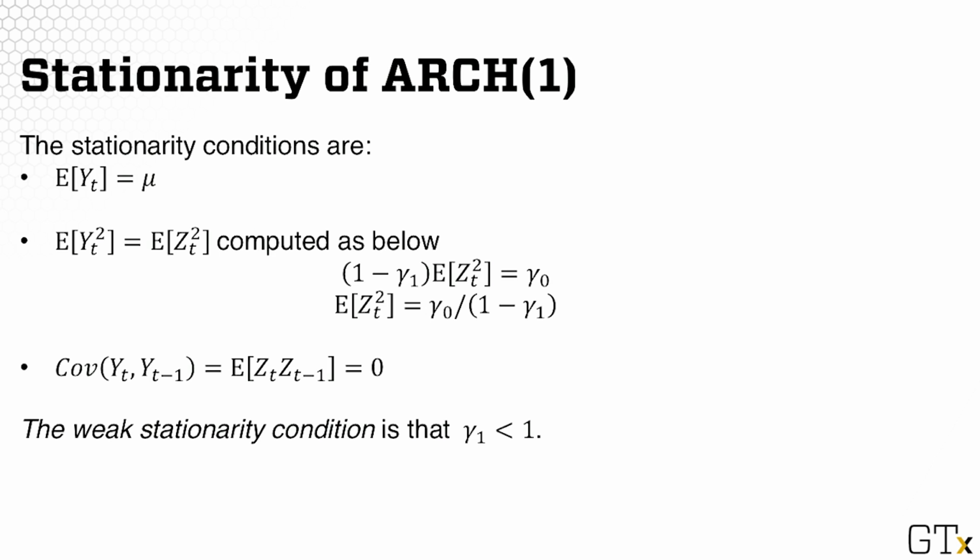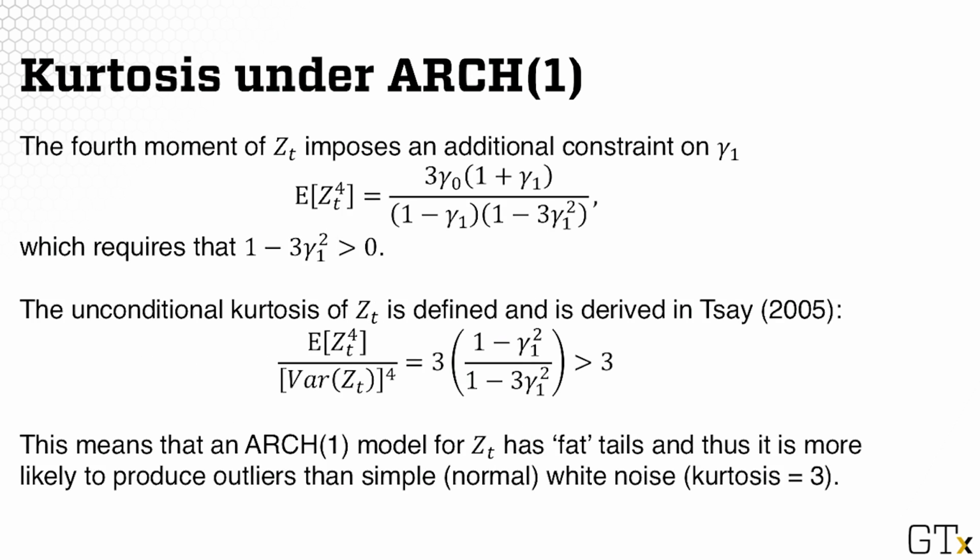We also need to have that yt and hence zt are uncorrelated, because we assume that the variance is finite and positive under stationarity. Thus, gamma 1 needs to be smaller than 1. These are the conditions under the so-called weak stationarity.